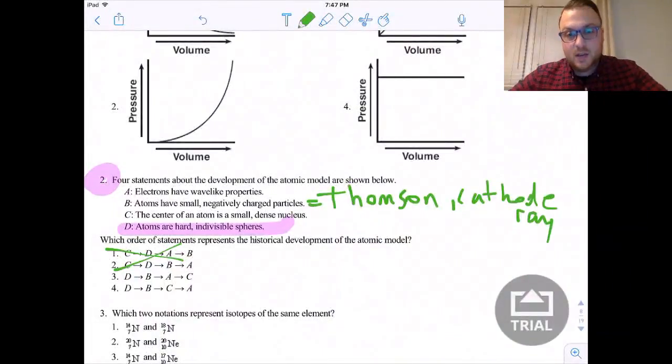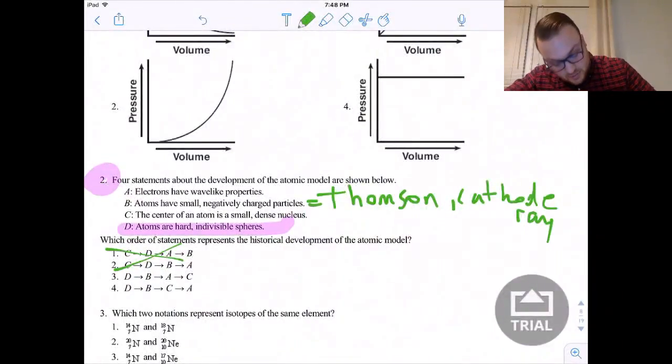So that was Thomson. He did that plum pudding model, which I think is an analogy that doesn't make sense anymore. Think of it like a chocolate chip cookie. He thought the electrons were like chocolate chips running around this cookie, and that's what he thought the atom looked like. C, that's very popular.